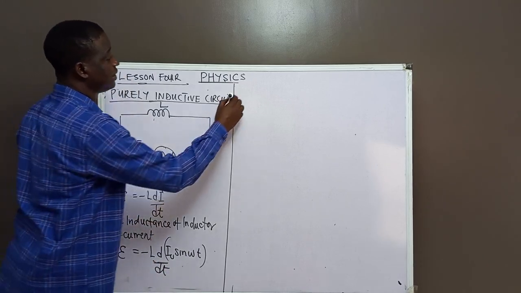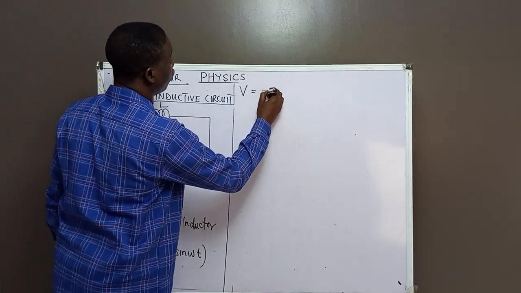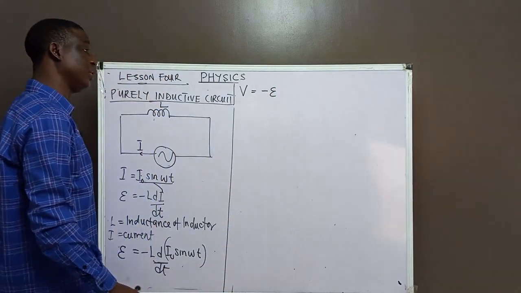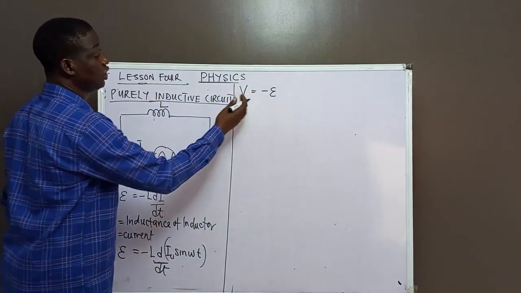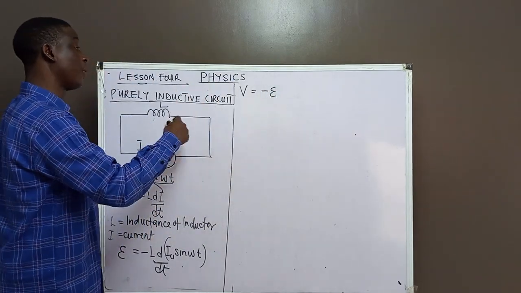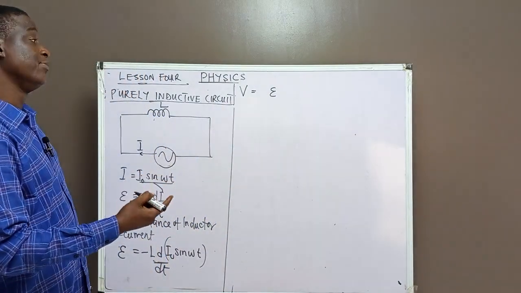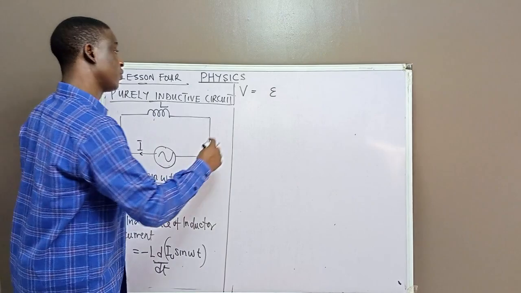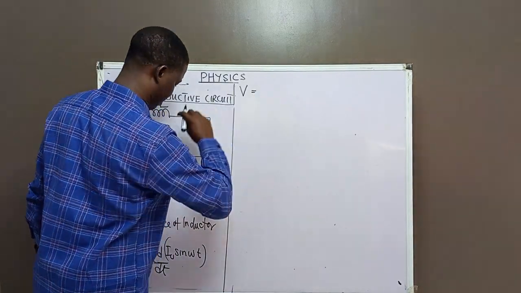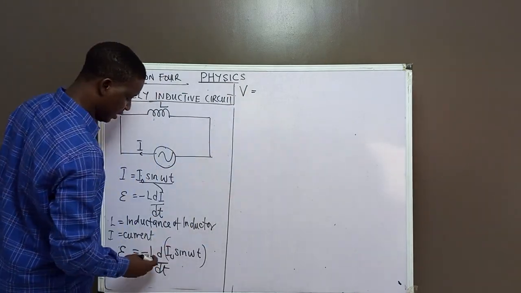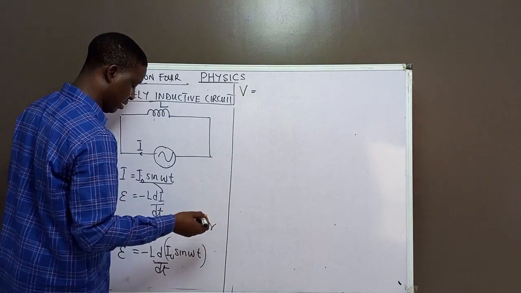Now, don't forget that the voltage is also equal to the back EMF, which is minus V. The minus sign only shows that it is set up in the opposite direction. That means when current flows clockwise, the EMF moves anticlockwise. So we just remove the minus sign and make it V.